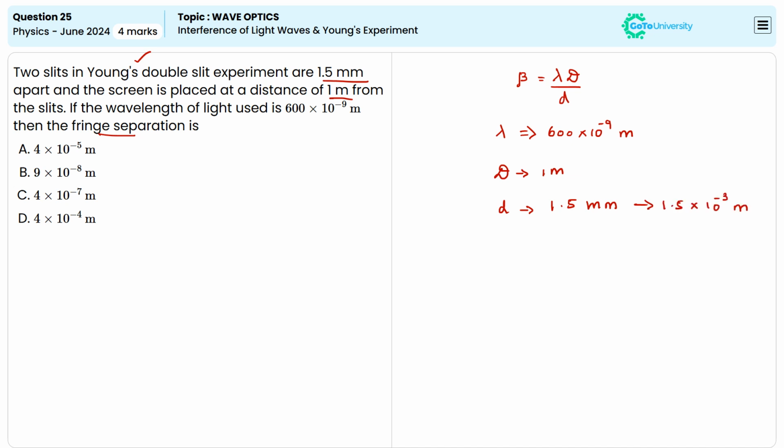Now we can apply all the values in the formula. So beta will be equal to 600 times 10 to the power negative 9 times 1 divided by 1.5 times 10 to the power negative 3. When we simplify this, we will get 4 times 10 to the power negative 4 meter as an answer. So the correct answer for this question is option D.